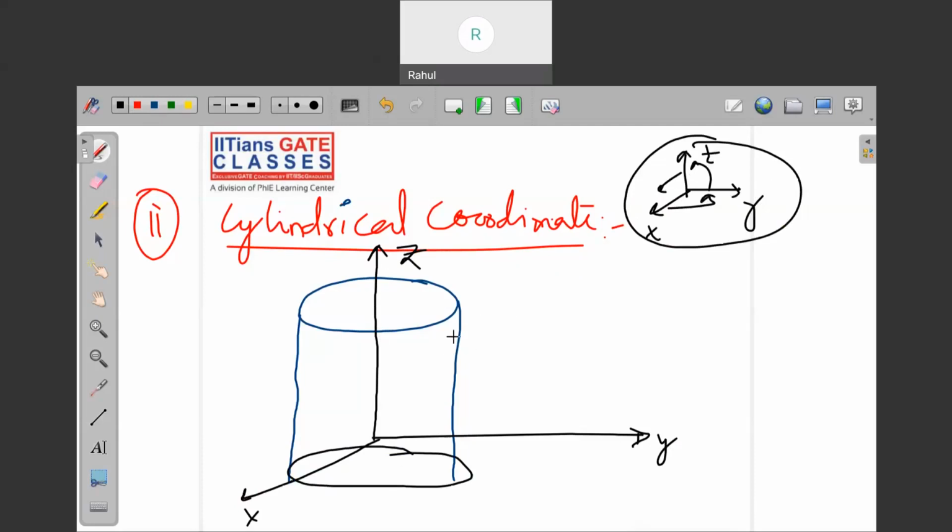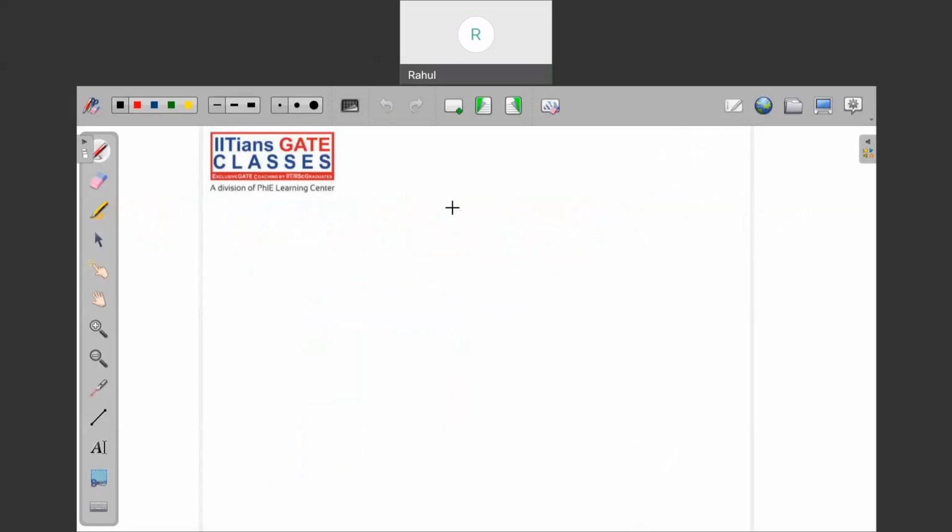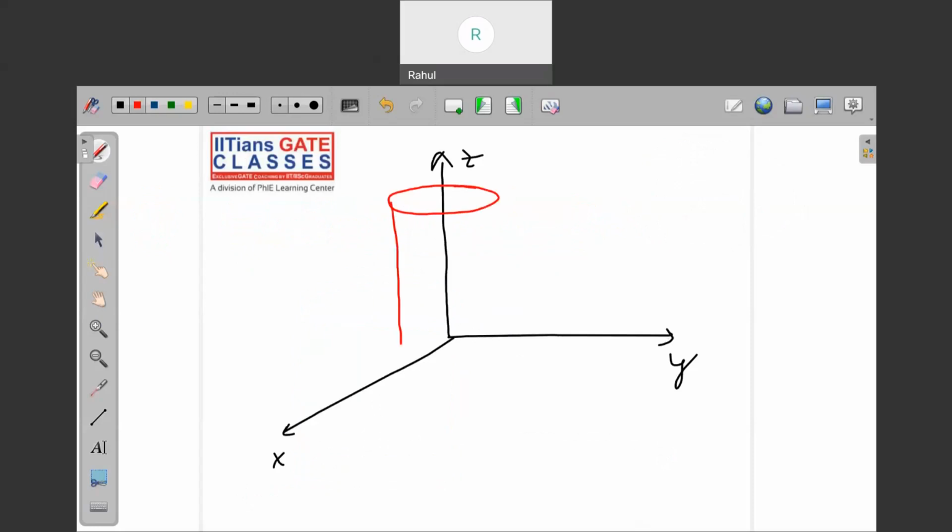Now we need to locate one point on the cylinder, right? So how? What are the coordinates we are going to get? Let me draw here properly. This is the x-axis, y, z, and put the cylinder here. Try to locate one point P on this. Suppose this is a point P.